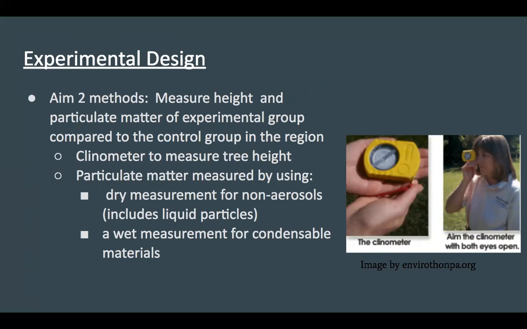For my second aim, I'd like to measure the height of each tree, as well as particulate matter of the experimental group, and then compare it to the control group in the region. To measure tree height, I'll be using a clinometer, and that's what I included in this image right here from envirofonpa.org. In order to measure particulate matter, I'll use dry measurement for non-aerosols, which includes liquid particles. And for wet measurements, I'll use a wet measurement for condensable materials.